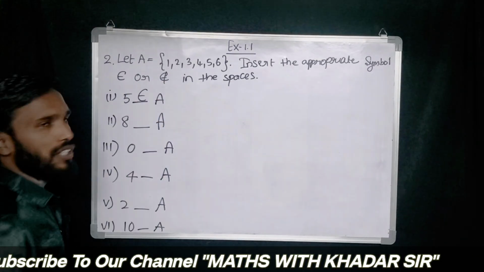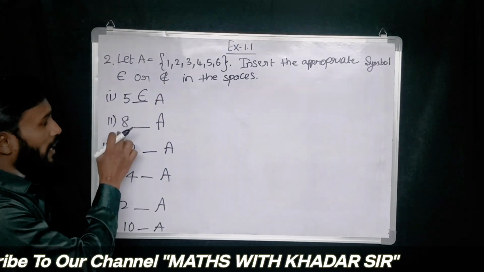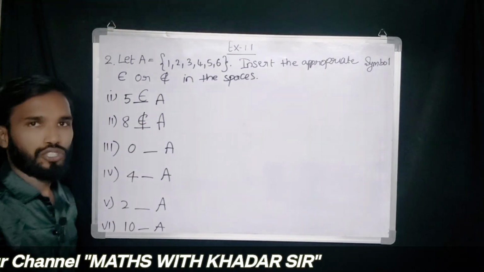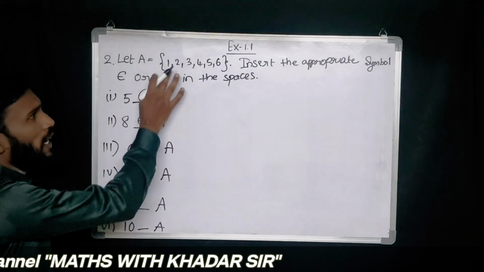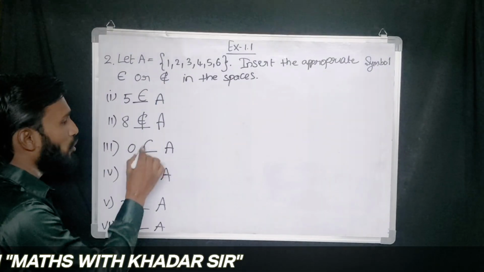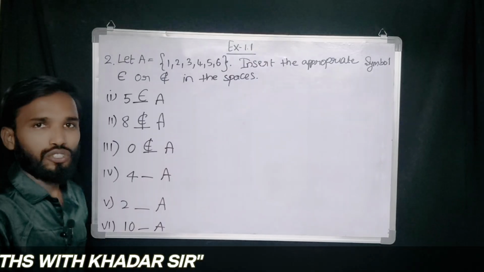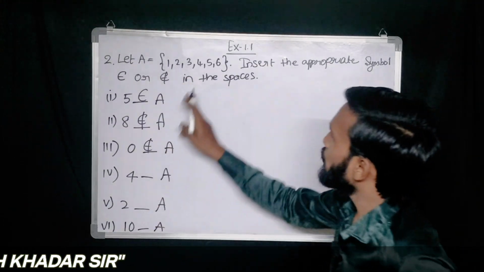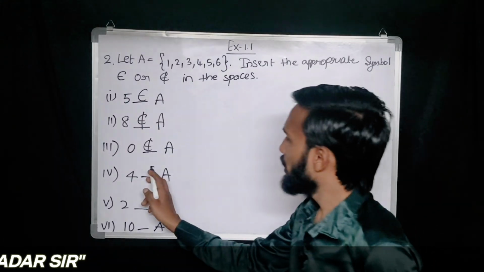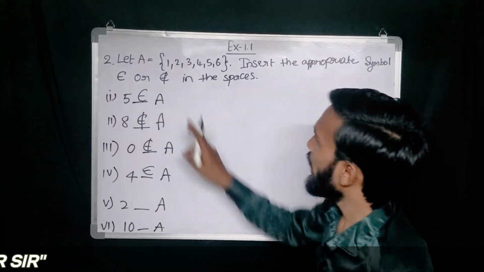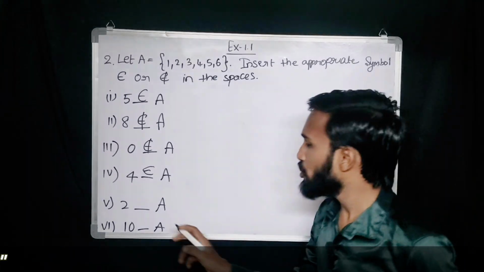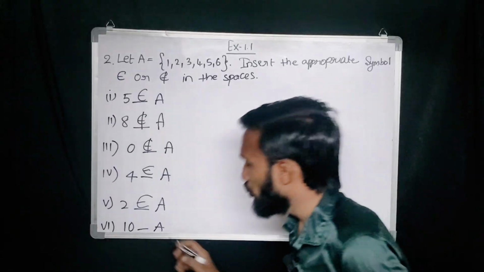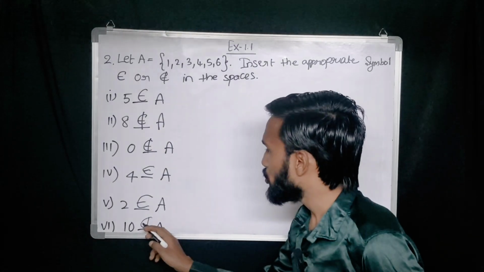5 belongs to A. Next, 8. Is 8 in this given set? No. So 8 does not belong to the set A. Now 0. Does 0 belong to the given set A? 0 is also not there, so 0 also does not belong to set A. Now they gave 4. Is 4 in the given set? Yes, so it belongs to A. Next, 2. 2 also belongs to set A. Next, 10. Is 10 an element of the set A? No. So 10 does not belong to A.